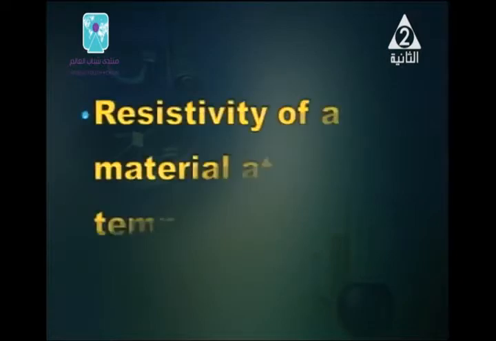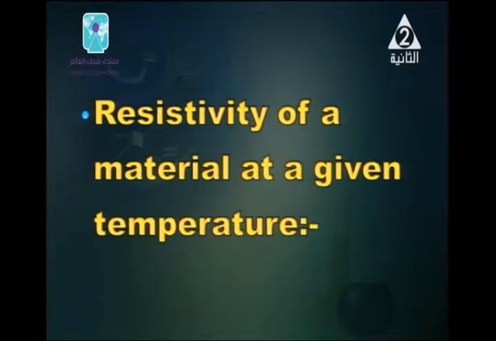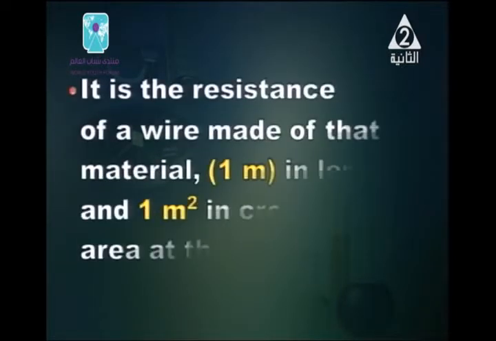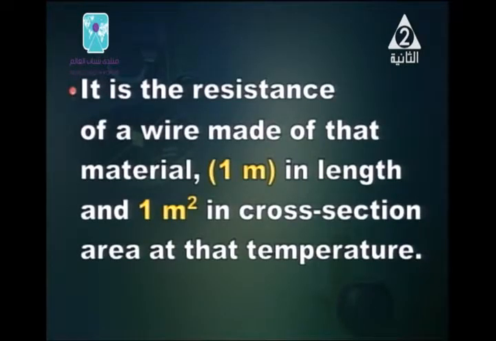And the definition of resistivity of a material at a given temperature. You know, resistivity depends on the kind of material and temperature. We want you to define resistivity of a material at a given temperature. Yes, actually it is the resistance of a wire made of that material. The wire should be 1 meter in length and 1 meter squared in cross-sectional area at that stated temperature. This was about the definition of resistivity.